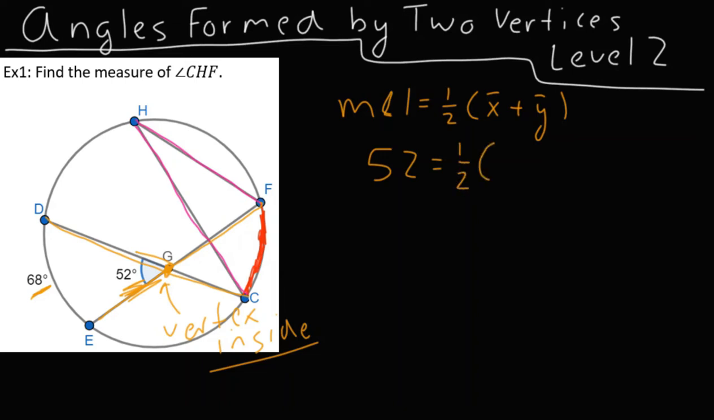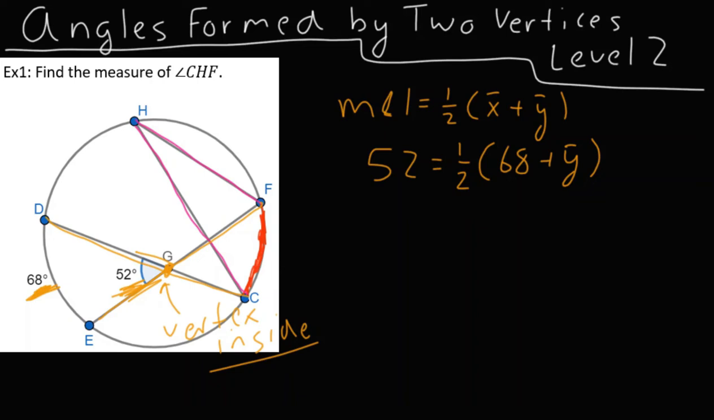And arc X, is that my large arc? Is it my small arc? What do you think? And yeah, you're absolutely right. It's our large arc, and so I know that the 68 is the large arc. Why? Because it's bigger than the 52. The other arc must be smaller than the 52. Plus Y.